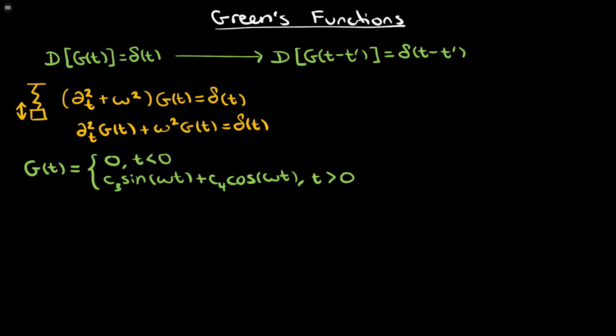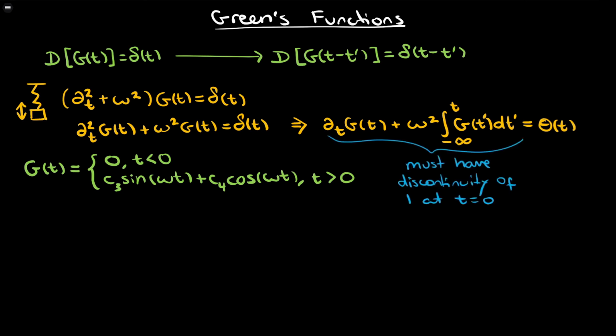Now, we know that g of t satisfies the differential equation where the second time derivative of g plus omega squared times g is equal to the Dirac delta function. Integrating both sides of this expression between negative infinity and t gives us the following. The second time derivative is now the first time derivative, and the second term involves an integral. The right-hand side has become the Heaviside step function. The Heaviside step function has a discontinuity of 1 at t equals 0, and so we require the same from the left-hand side.